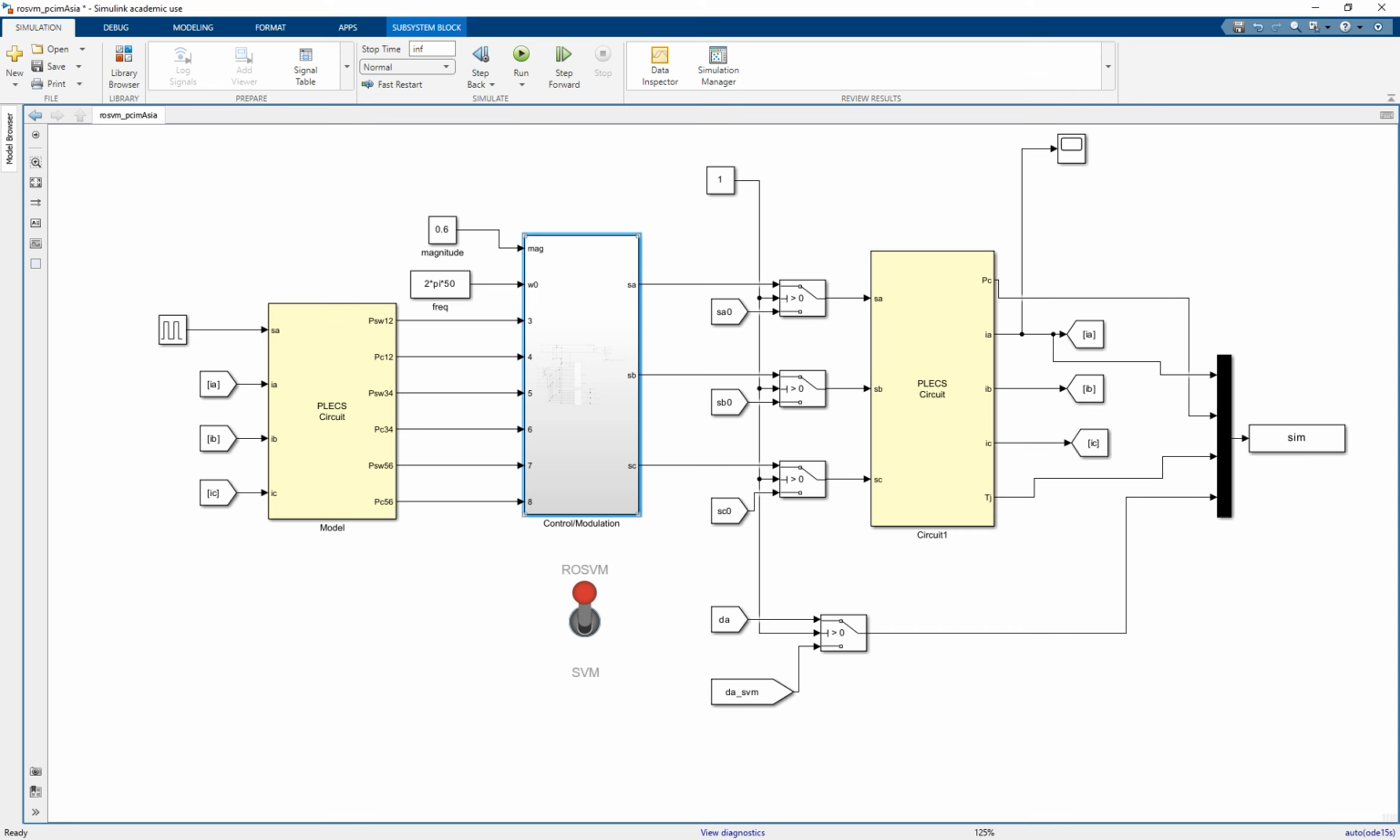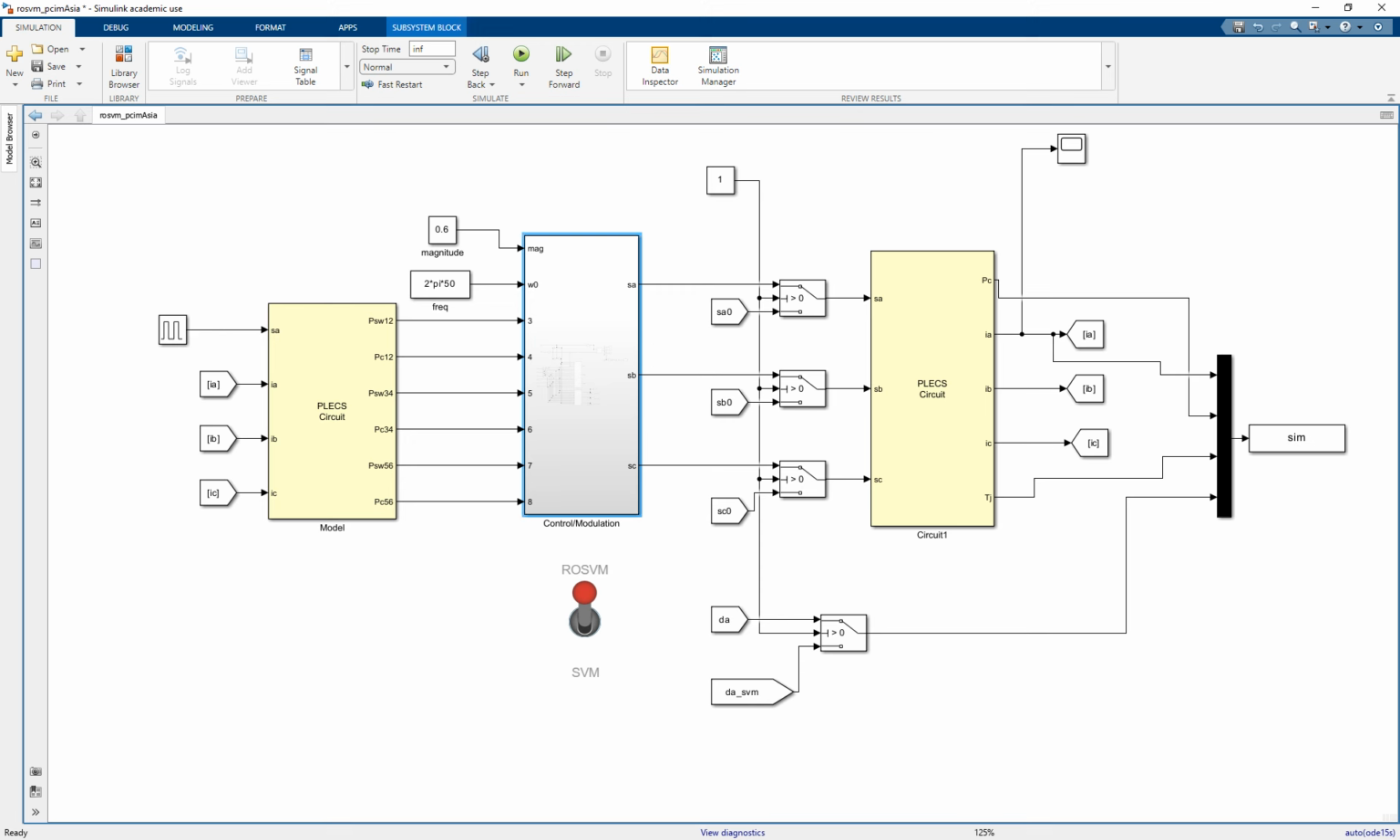So this block determines the duty cycles, which are applied to the A, B, and C legs. So I have three duty cycles or three pulses. Obviously, the lower part of the leg is the negate of this pulse, so it's a complementary one. So I need to just determine S, A, B, and C for the upper leg devices. So the way I do that is based on the power losses.